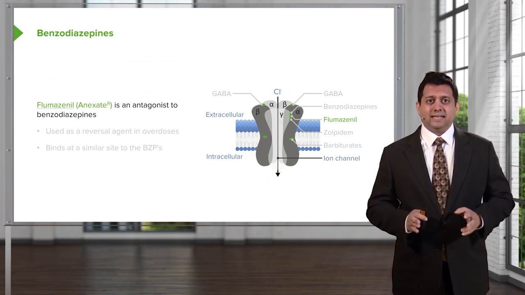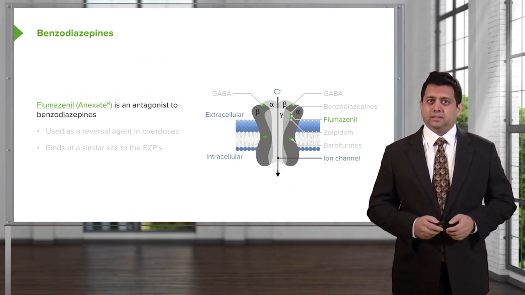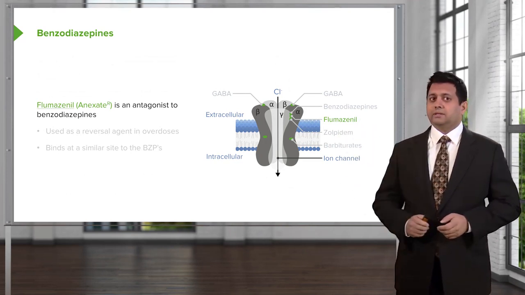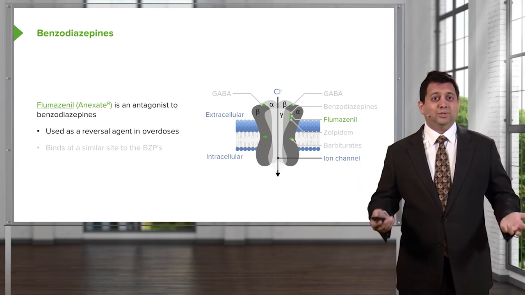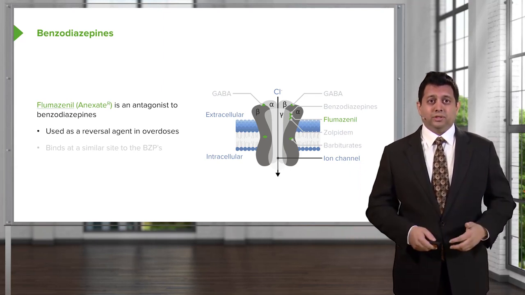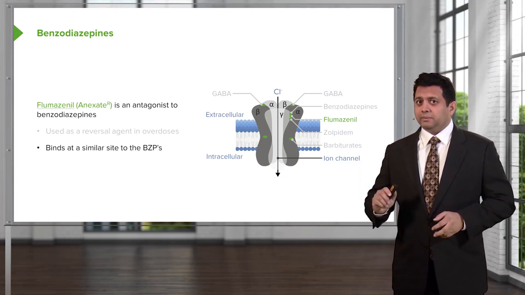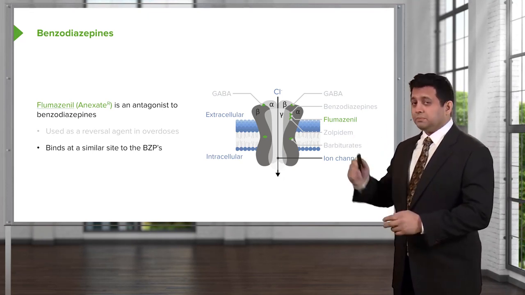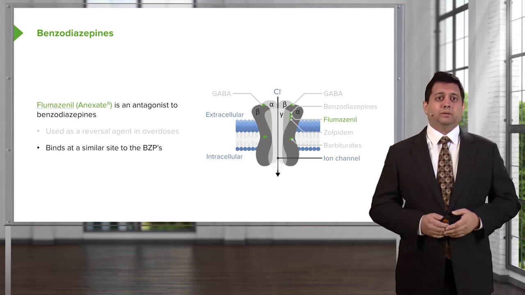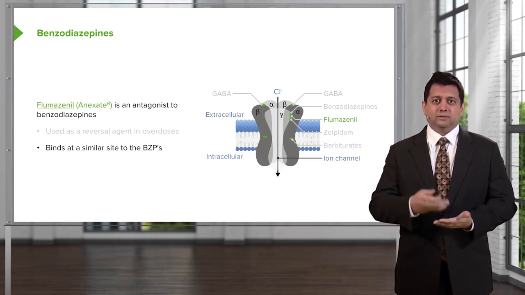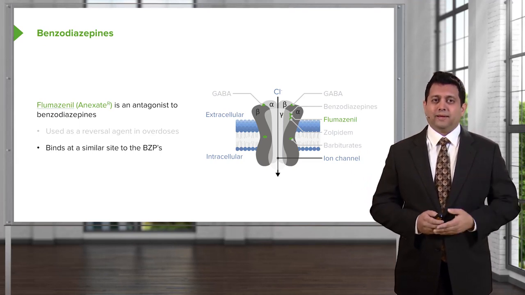Flumazenil is an antagonist to the benzodiazepines. You can see that it binds to an area just under where the benzodiazepines bind. It's used as a reversal agent in overdoses, and it binds at a site inferior to the benzodiazepine so that the benzodiazepine cannot bind to the gamma subunit. Flumazenil, antagonist, antidote to the benzodiazepines, so just remember that.